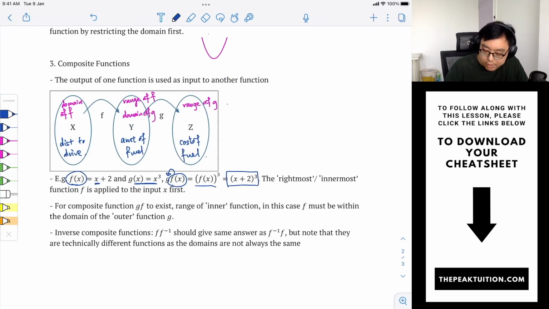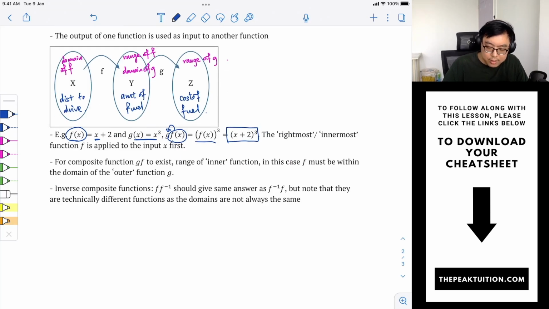In a composite function, the rightmost or also the innermost function is applied to the input x first. So for the composite function to exist, the range of the first function must be within the domain, the total possible domain, of the second function. If your range exceeds the total domain, that means some of the inputs will become undefined outputs, and that would not be a proper function.